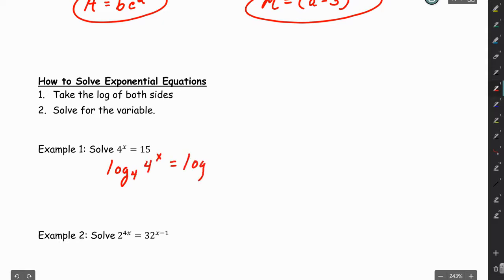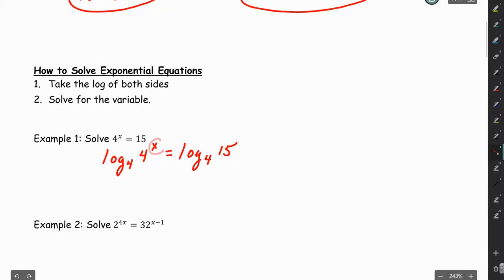And the reason that I'm going to use log base 4 of both sides is that log base 4 of 4 is just 1, right? Log base 10 of 10 is 1. Log base e of e is 1. Log base 450 of 450 is 1. So that makes this part very, very easy. That just is 1. And the x is going to come in front. So now x is equal to log base 4 of 15.